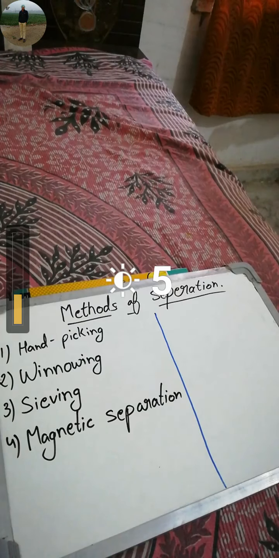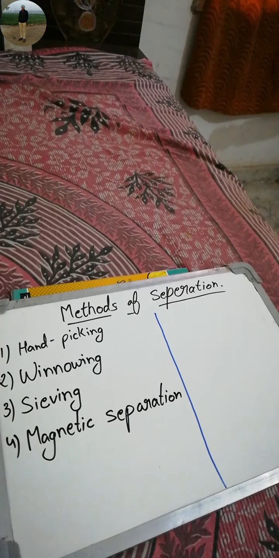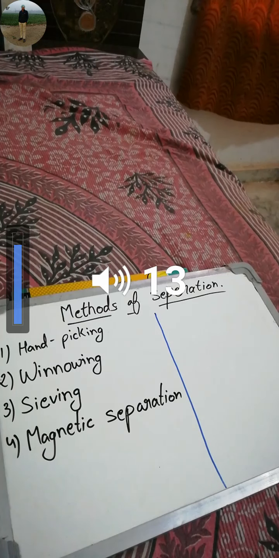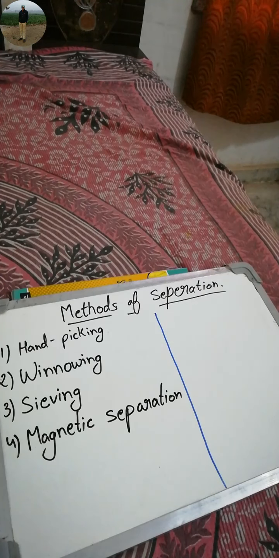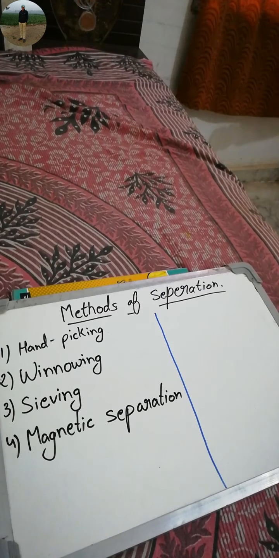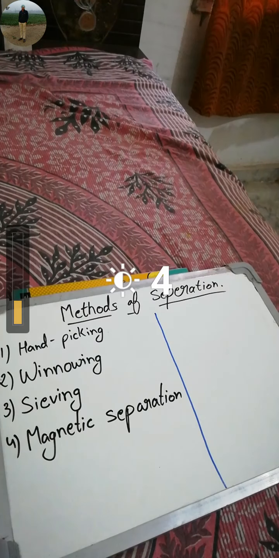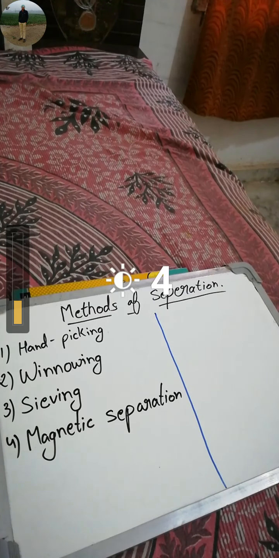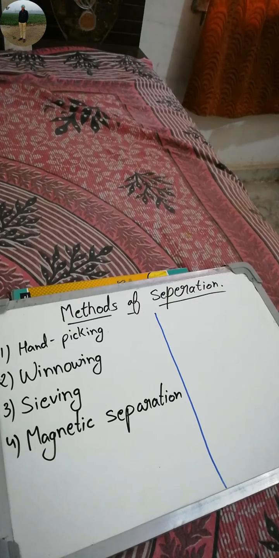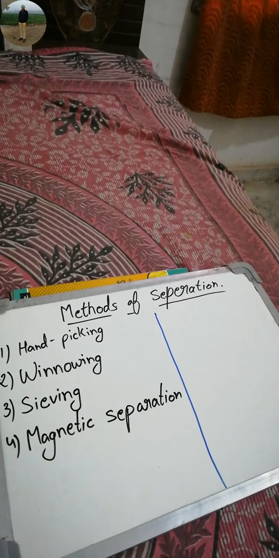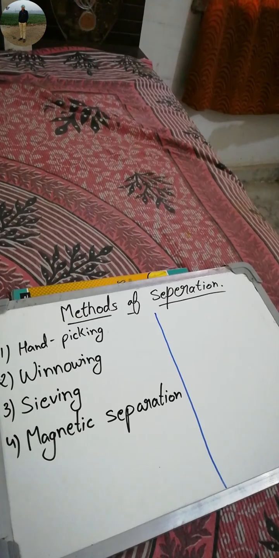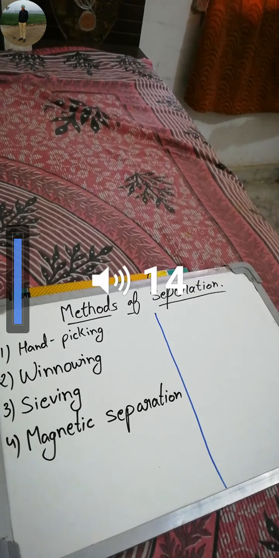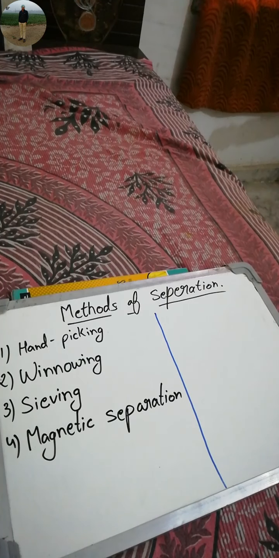Now students, I am gonna start with the methods of separation. In one video I discuss all the 4 methods with you and one more, sedimentation and decantation. Now first one is hand picking method. So what is hand picking method? We can only use this when the mixture is of big particle.